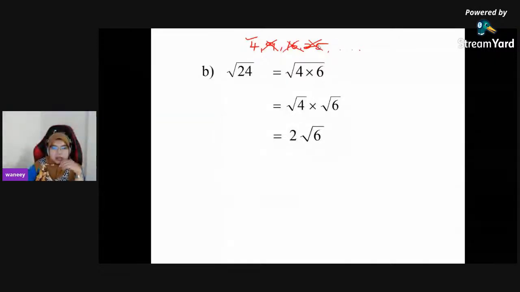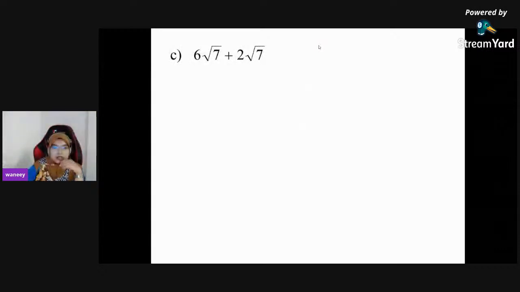Now let us proceed to C. So C, we have 6 square root of 7 plus 2 square root of 7. Those have the same square root, so we can actually add them together. So we're going to have 6 plus 2 times square root of 7. 6 plus 2 is 8, so it will become 8 square root of 7. So that is the addition.